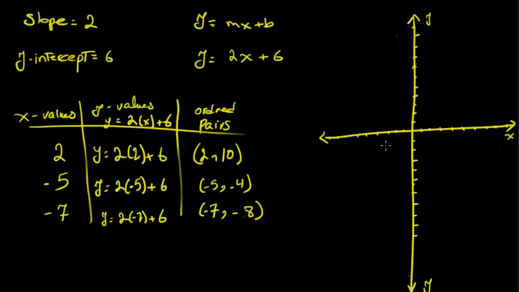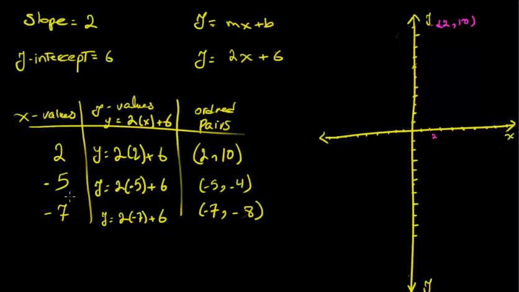Now we can draw our ordered pairs. We start at the origin. When x is 2, y is 10. So we move on the x-axis 2 units. This is 2, and 1, 2, 3, 4, 5, 6, 7, 8, 9, 10. This is 10. This is our first pair on the coordinate, 2 and 10.